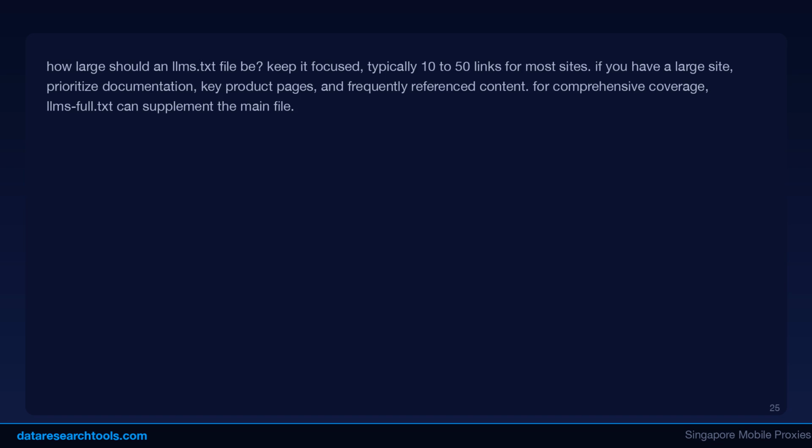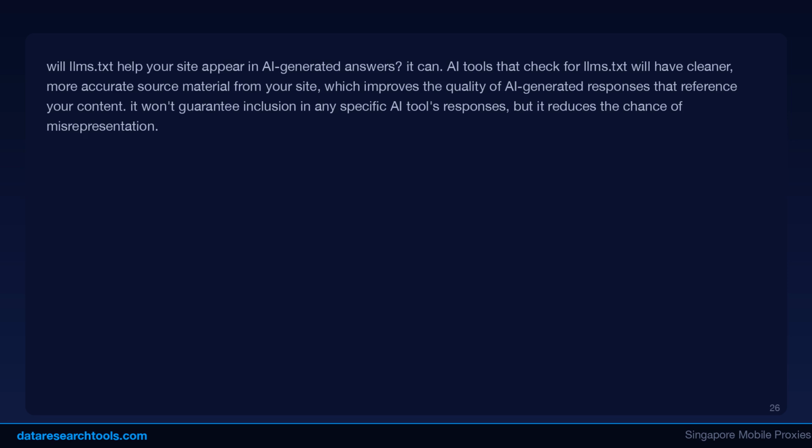How large should an llms.txt file be? Keep it focused, typically 10 to 50 links for most sites. If you have a large site, prioritize documentation, key product pages, and frequently referenced content. For comprehensive coverage, llms-full.txt can supplement the main file.